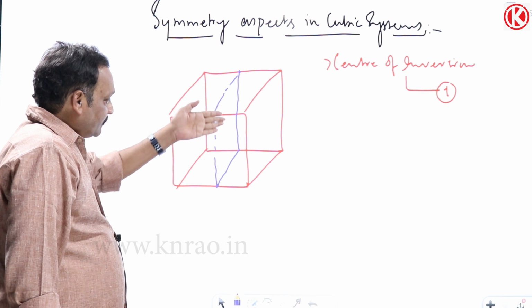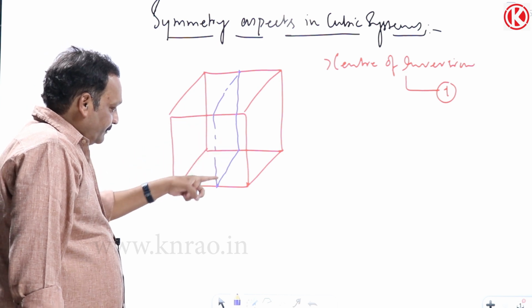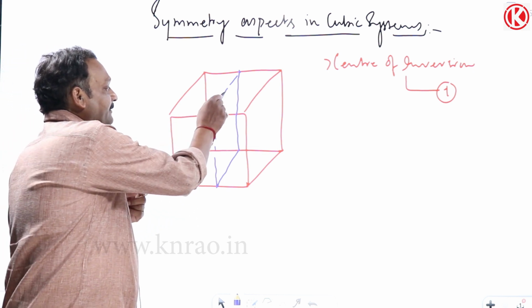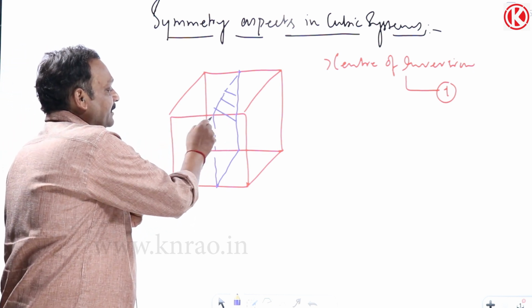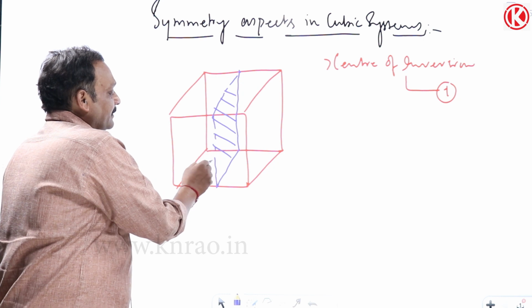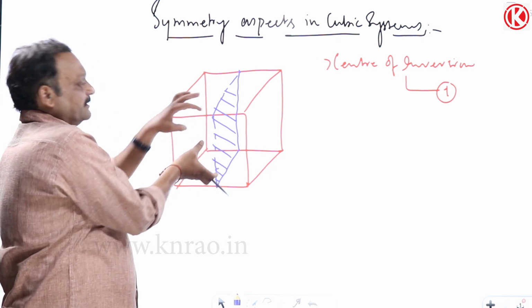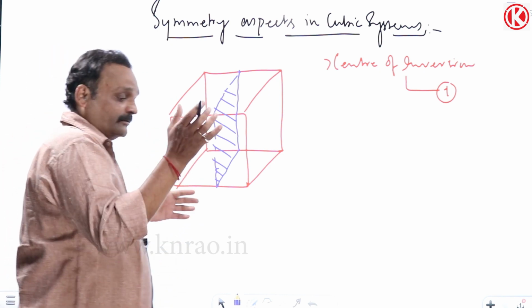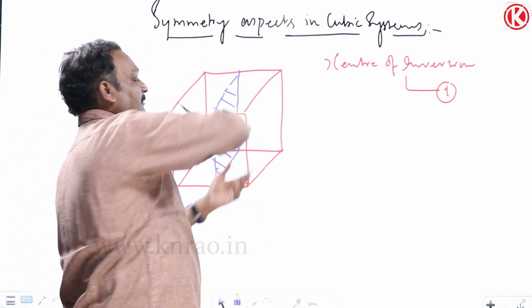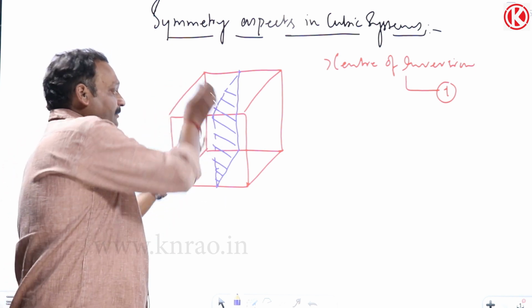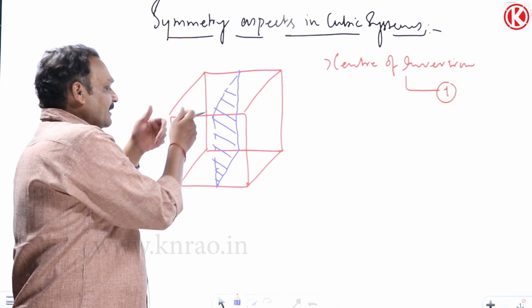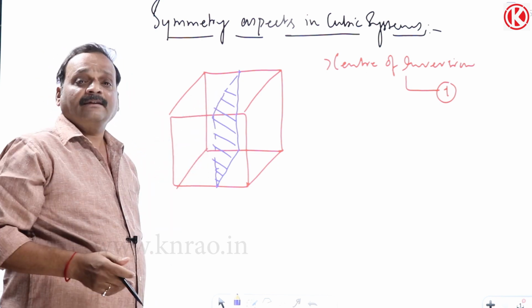It is passing through the body center. It is exactly bisecting the bottom face. This plane is known as a symmetric plane because you can reverse the cube about this plane and the cube appears the same. If I reverse the cube about this plane without you seeing, you will not understand whether I have rotated it or not.